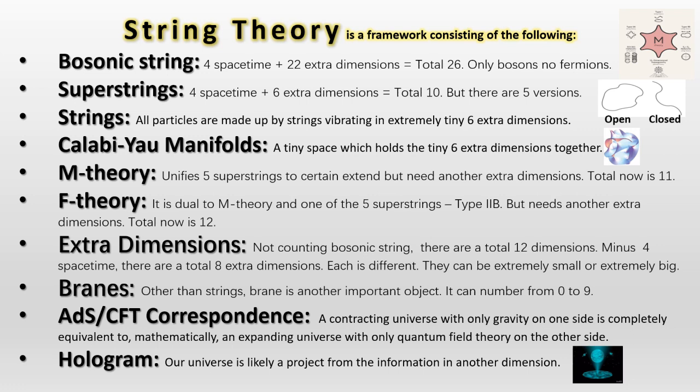Therefore, it was discarded. Fortunately, under the persistence of two physicists, Michael Green and John Schwarz, they found solutions to the above problems in 1984. This is the first version of a consistent theory. The dimensions required now is 10, much lesser than 26. After taking away 4 space-time dimensions, there are 6 extra dimensions.